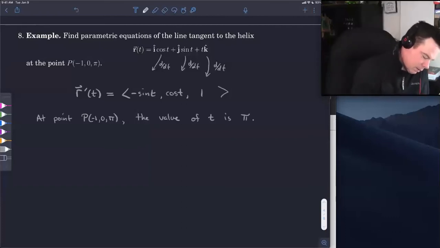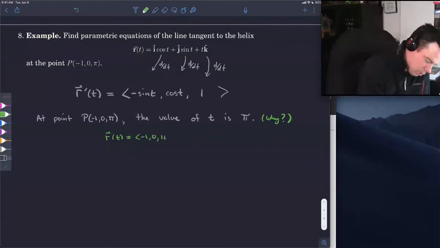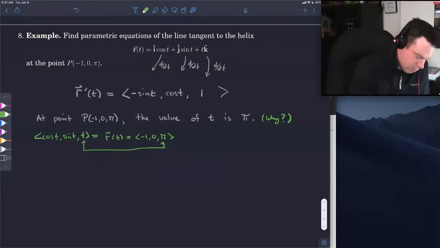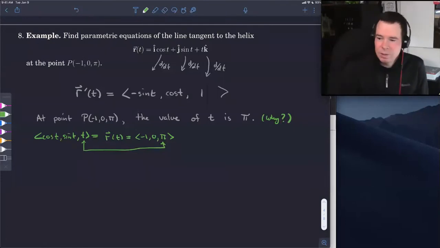Why is that? So maybe I'll put why here. Well, we're trying to set r of t equal to the point (-1, 0, pi). So I'll use the position vector. And r of t is cos t, sine t, and t. And the simplest one to compare is just the third component, because that tells me that t has to be pi.